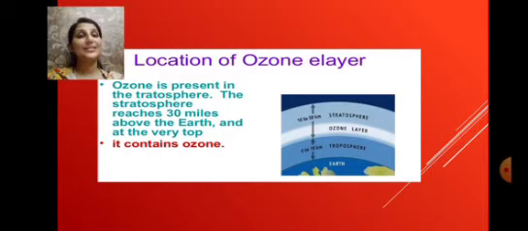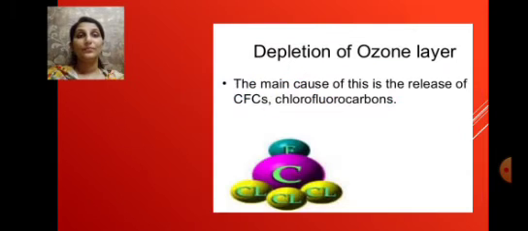So ozone is present in the stratosphere. The stratosphere reaches 30 miles above the earth, and it is at the topmost layer of the atmosphere. And this stratosphere contains the composition called ozone. This layer of ozone is very important to us because it is preventing the harmful radiations from the solar radiations from entering the Earth's atmosphere. And this ozone layer is being depleted at a very fast rate due to the release of chlorofluorocarbons.